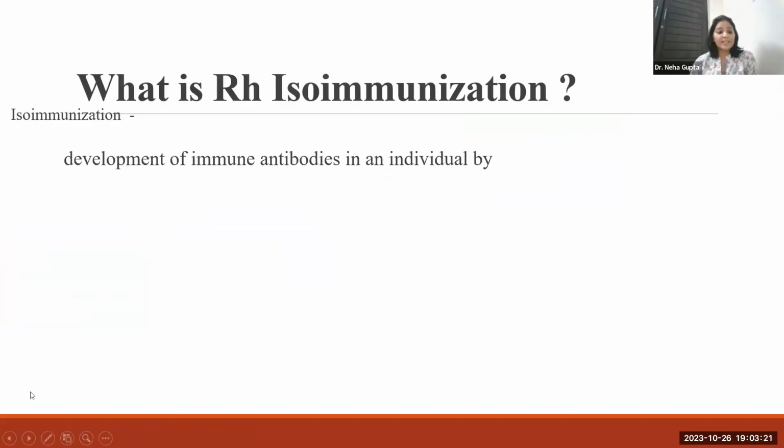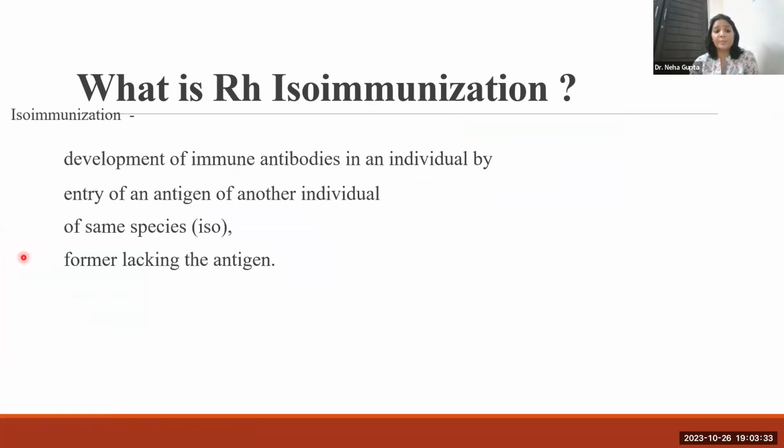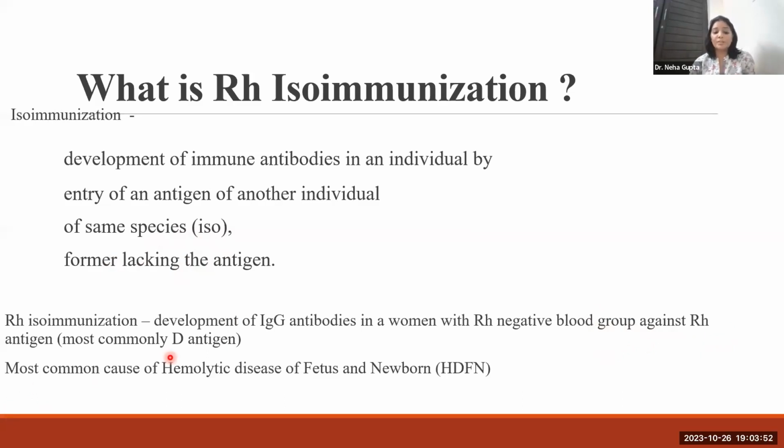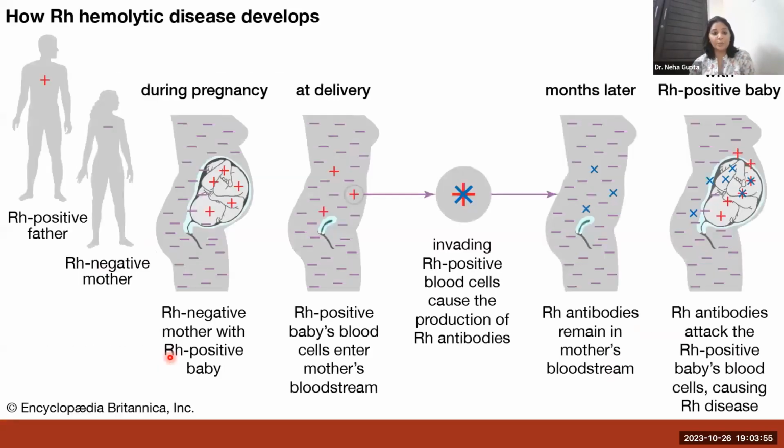So what is RH isoimmunization? Isoimmunization stands for development of immune antibodies in an individual by entry of an antigen of another individual belonging to the same species, so that person lacks that antigen. So RH isoimmunization is development of IgG antibodies in a woman with the Rh negative blood group against that Rh antigen, most commonly the D antigen. And it is the most common cause of hemolytic disease of the fetus and the newborn.